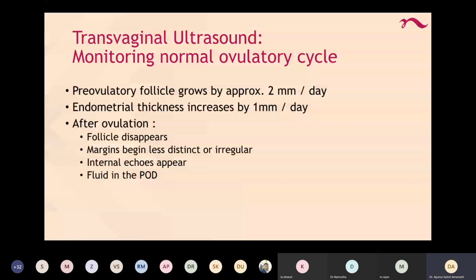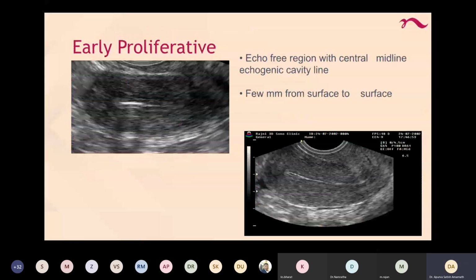So in the early proliferative phase, this is how an endometrium would look. There is an echo-free region with a central midline echogenic cavity line that is seen. This is usually a few millimeters in thickness and ideally to be measured about 1 centimeter below the uppermost point of the endometrial stripe from the outer to the outer diameters.